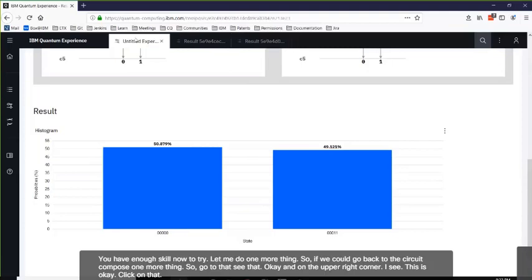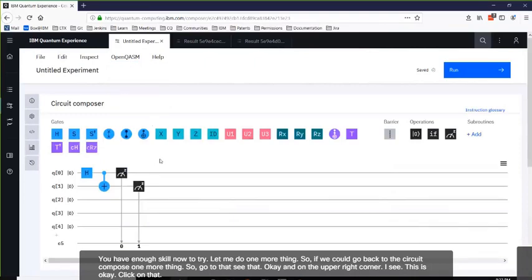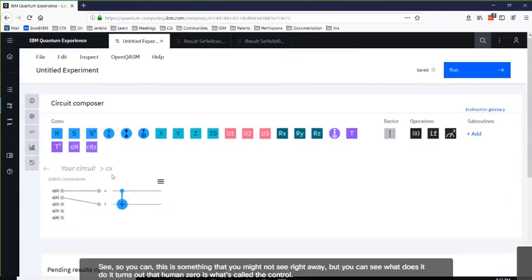Let me do one more thing. If we could go back to the circuit composer, go to that C naught gate, okay? And go to the upper right-hand corner. Click on that, so you can monitor. This is a little something that you might not see right away. Took me a while. In the C naught gate, what does it do? It turns out that qubit 0 is what's called the control bit, and the bottom one with the plus is the target of your control. That will perform an X gate operation based on the value of the control qubit. So control qubit Q0, you see it's got a C by it. If that's a 0, it does nothing. If it's a 1, it performs an X gate operation on the target qubit, which was qubit 1 here, okay?